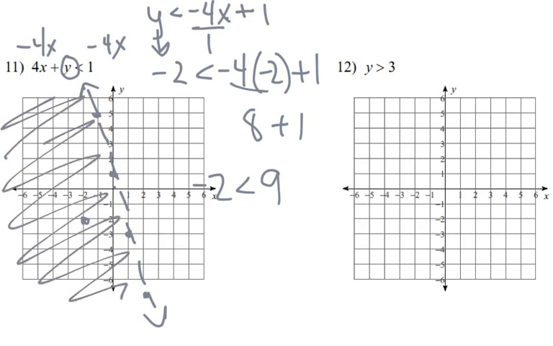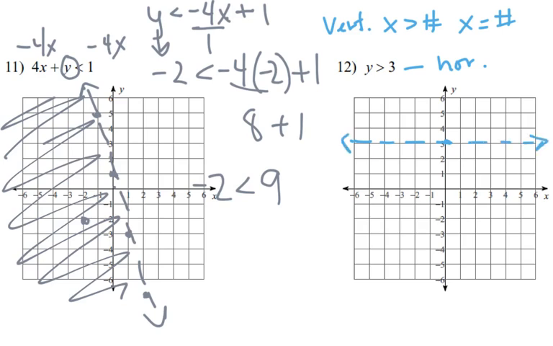Alright, now number 12, notice we don't have an x here. Remember, if you have x is greater than or less than or equal to a number, or x is equal to a number, that's going to be a vertical line. So if it's just y, that's going to be a horizontal line. So we look at our y-intercept of 3, that's where we draw our line. Now, it's not equal to, so we draw a dashed line here at 3.